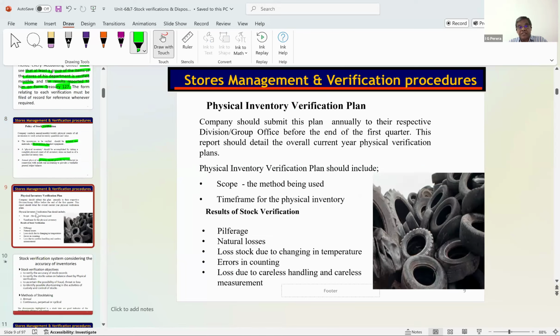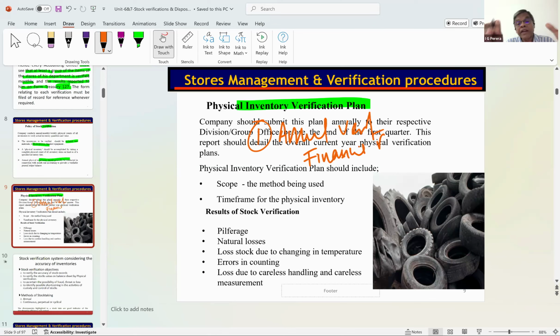So there are a few reasons why physical inventories will be taken. One we have discussed. So one is annual verification, that is to prepare financial reports. So that is one reason. We have already discussed it. But there are other reasons, whatever the types of stock verifications, there are so many other reasons.